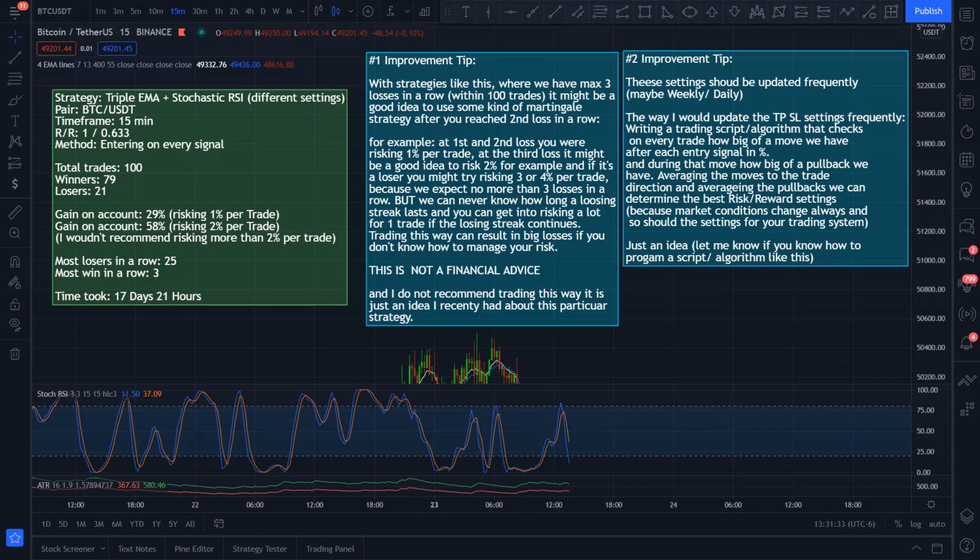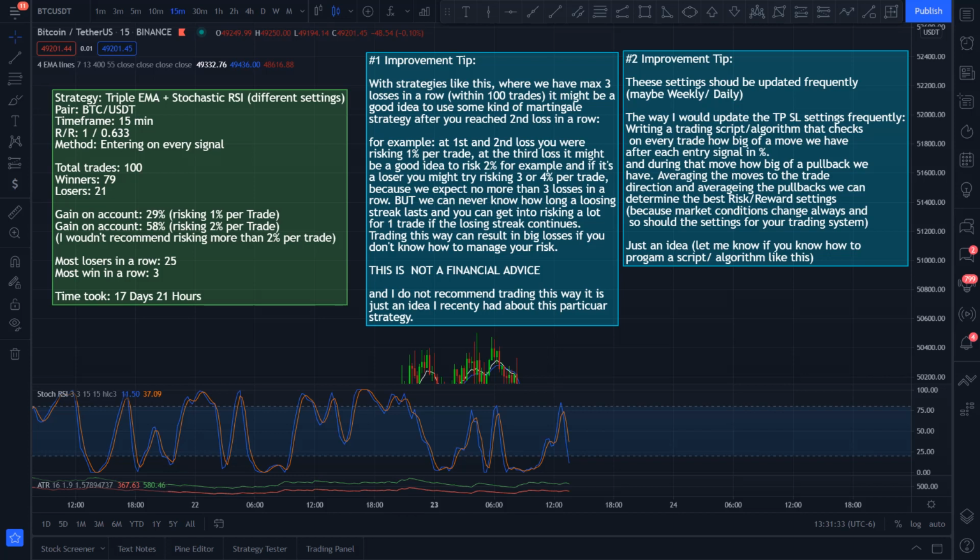With strategies like this, where we have maximum 3 losses in a row within this 100 trades, it might be a good idea to try and use some kind of a martingale strategy after you reach the second loss in a row. For example, at first and the second loss you were risking 1% per trade. Now with the third time you might try risking a bit more like 2 or 3%, because it's very unlikely that we are going to have a loser again.